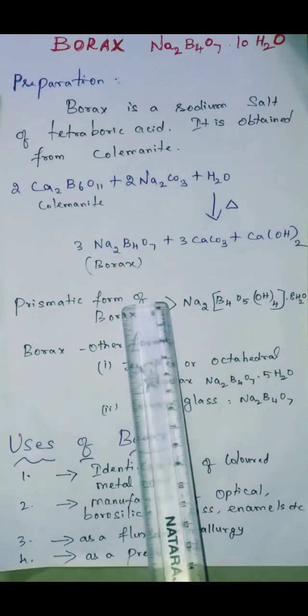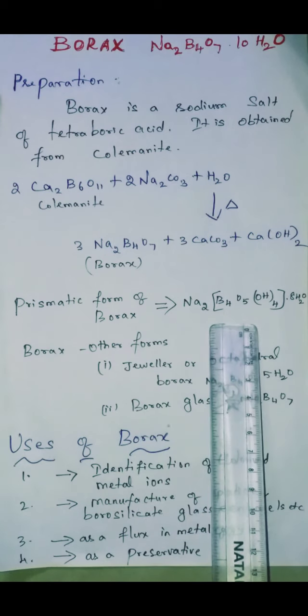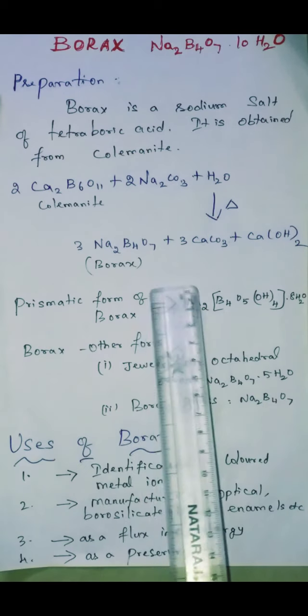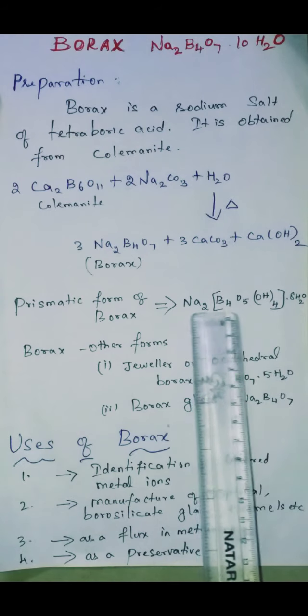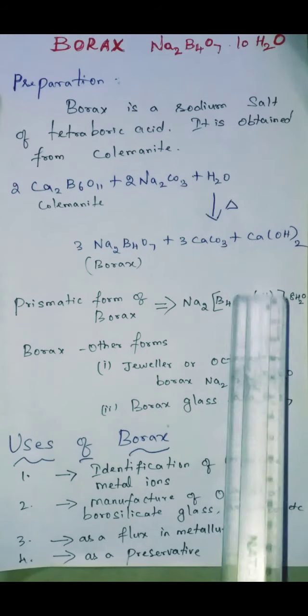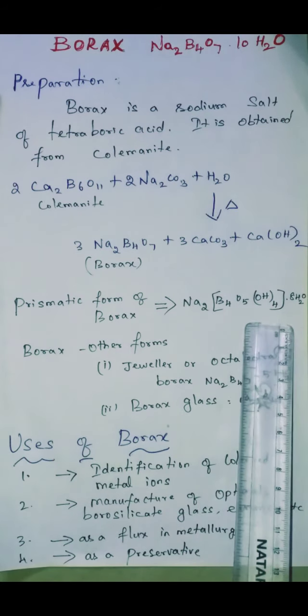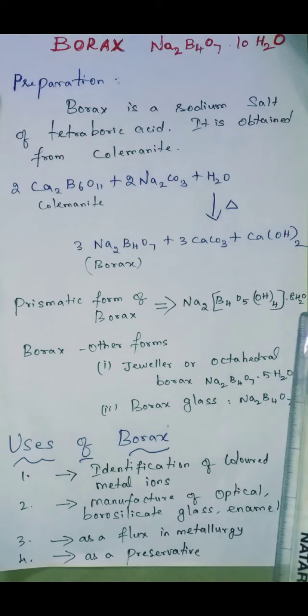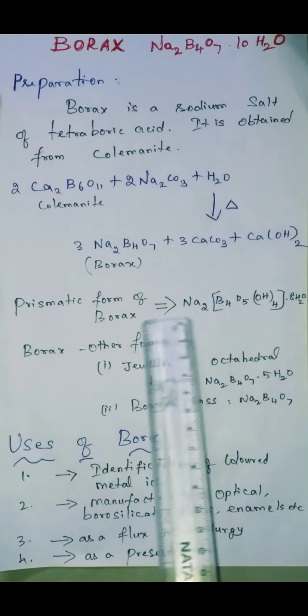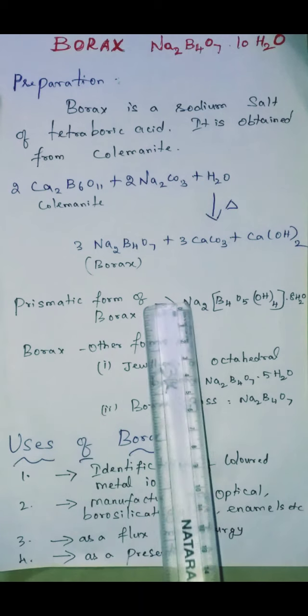Now we come to the prismatic form of borax. This is for objective type questions. So what is the prismatic form of borax? If you write the borax formula as Na2B4O5(OH)4.8H2O, this type of form is called the prismatic form of borax.